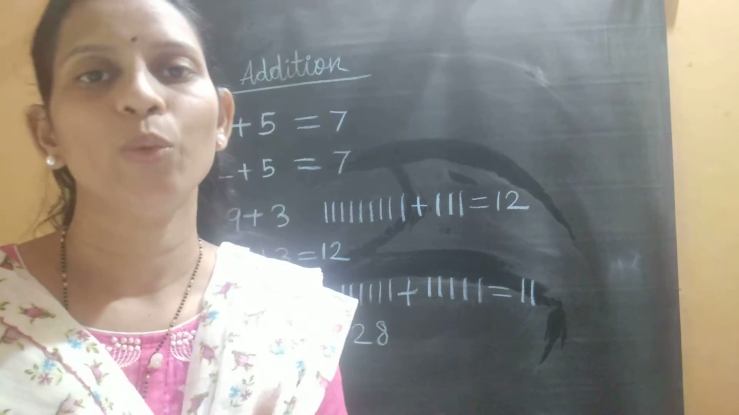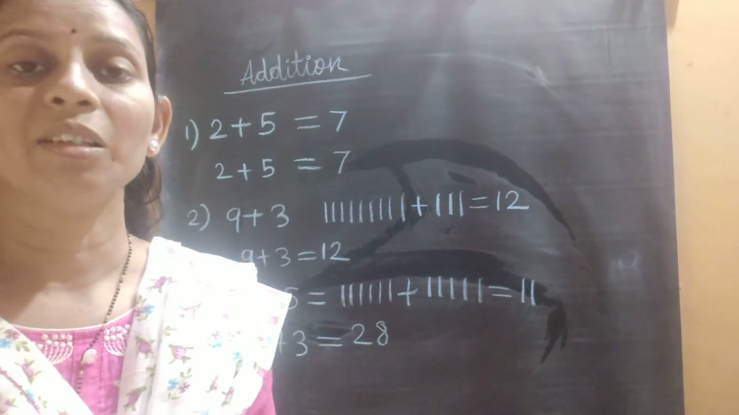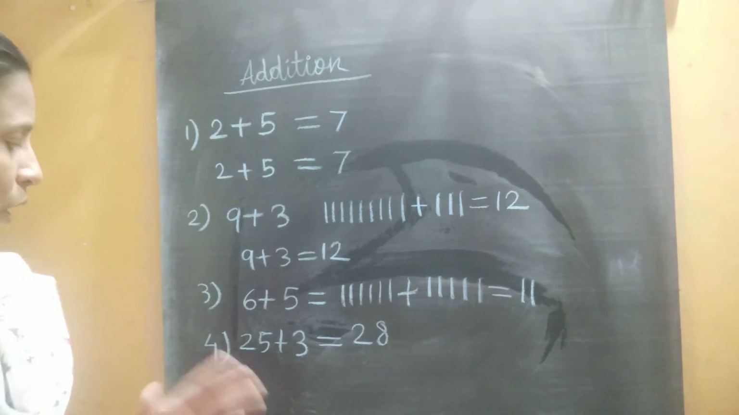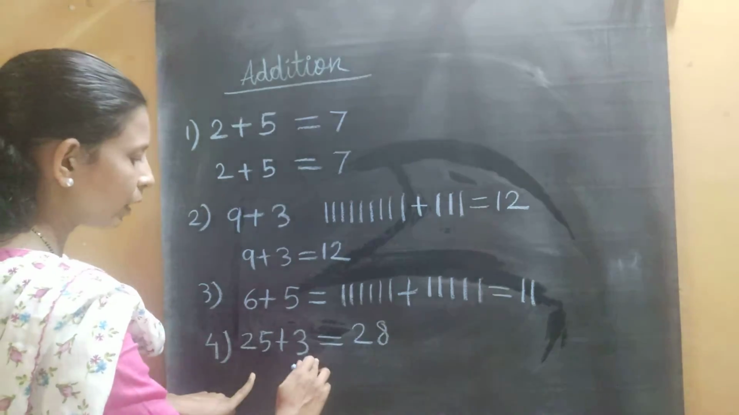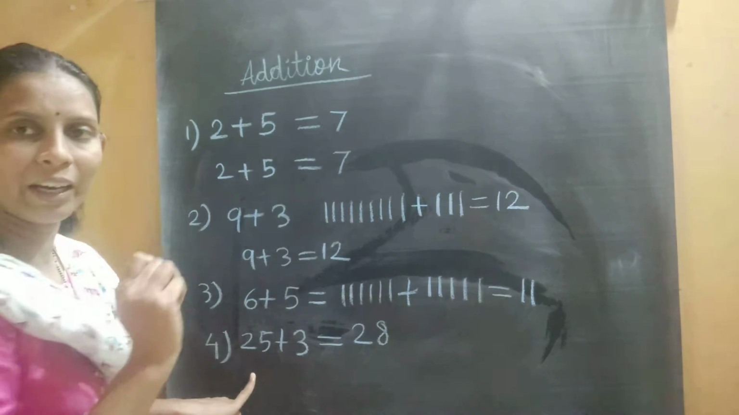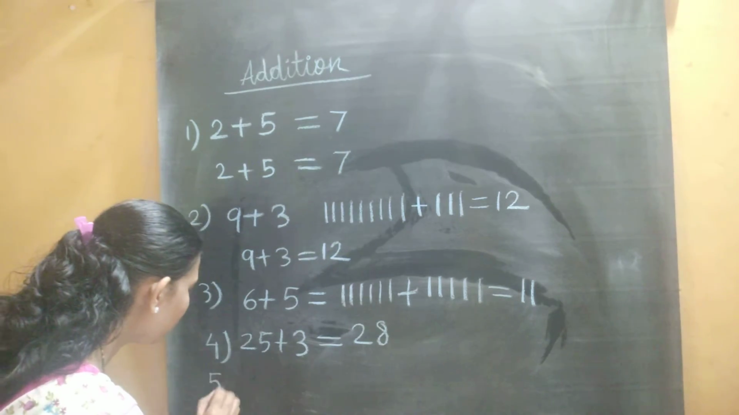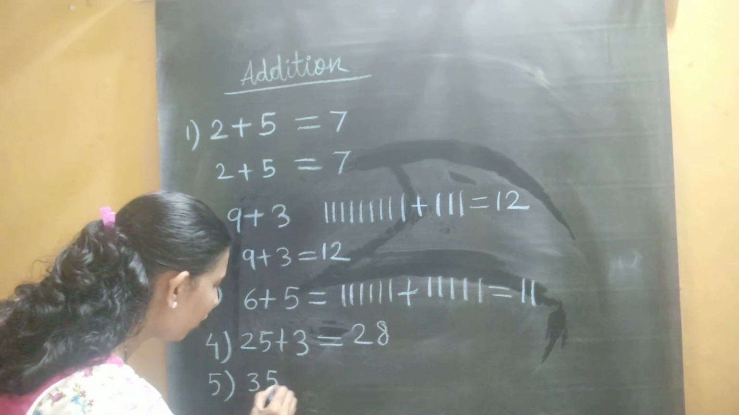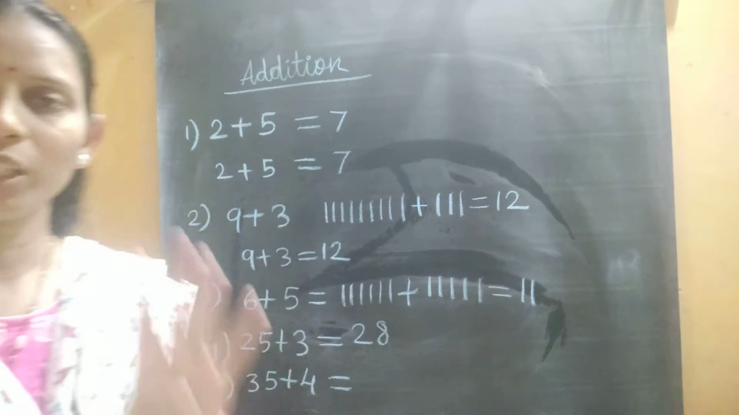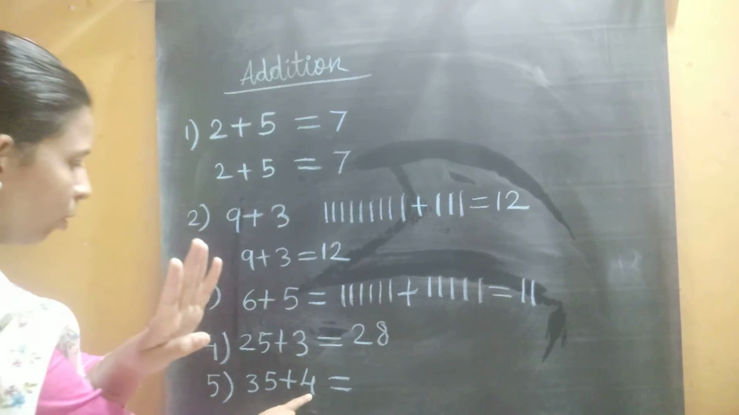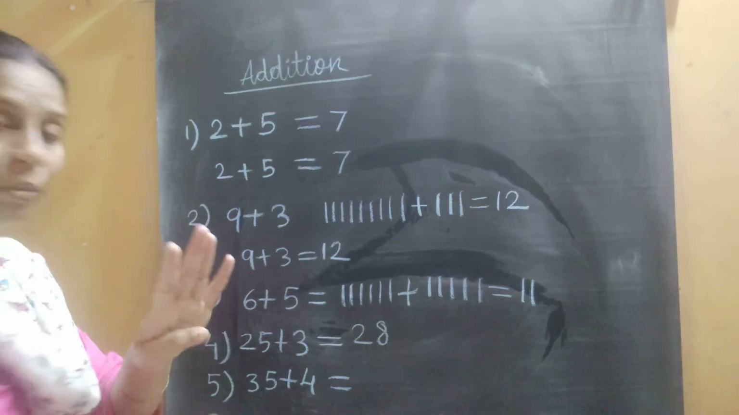Okay, students. These were 1-digit numbers, but here a 2-digit number is there. Then also we can do addition fast by using the counting forward method. So 25 plus 3 is equal to 28. One more example. 35 plus 4. So you just take 4 fingers and start counting from 35.